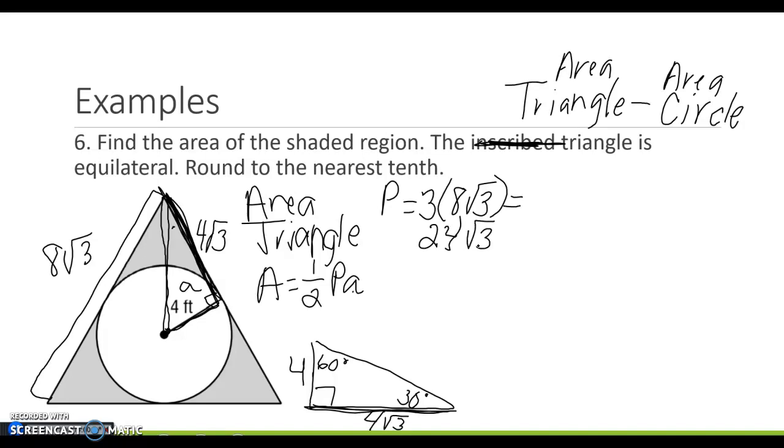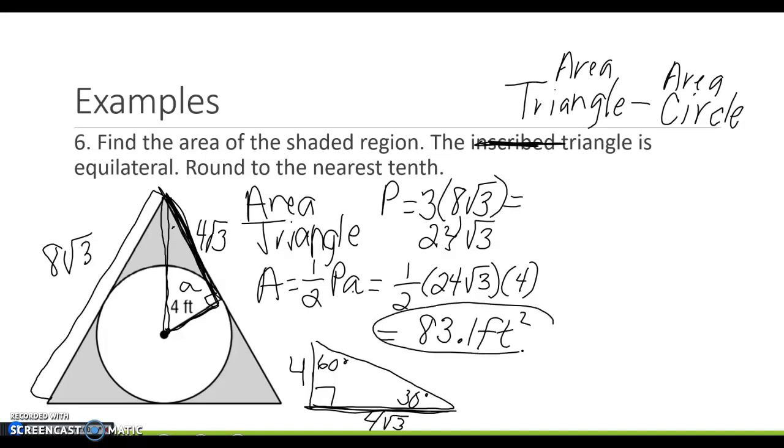Okay, so now let's go ahead and substitute in. So 1/2 perimeter we just said was 24 square root of 3, and the apothem we said was 4. Can just do that in our calculator. I'm just going to round it to the nearest tenth, and 83.1 square feet would be the perimeter of, or I'm sorry, not perimeter, area of just the bigger triangle.